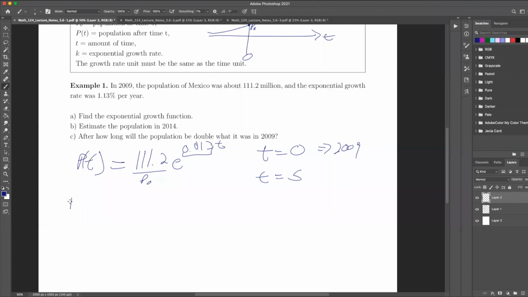So let's do that. P of 5 is equal to 111.2 e to the 0.013 times 5. And we're just going to crunch that through a calculator.